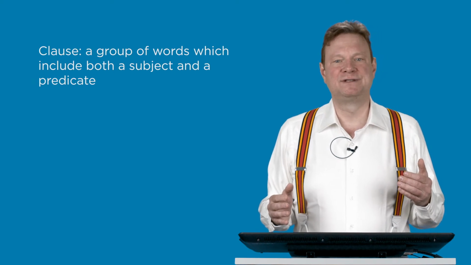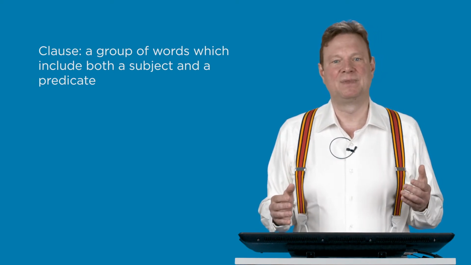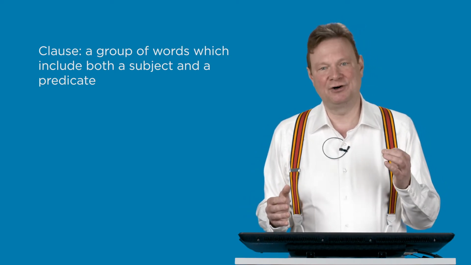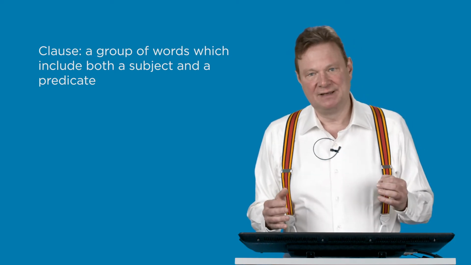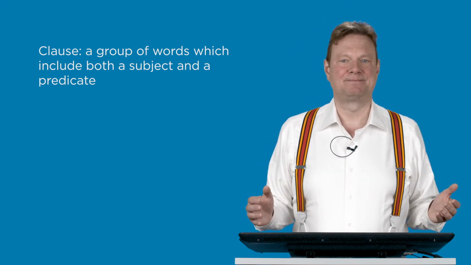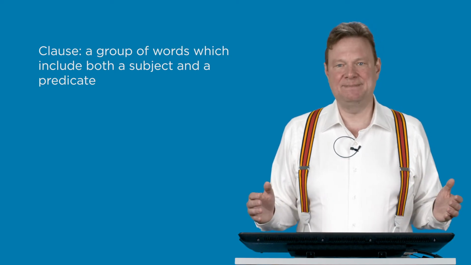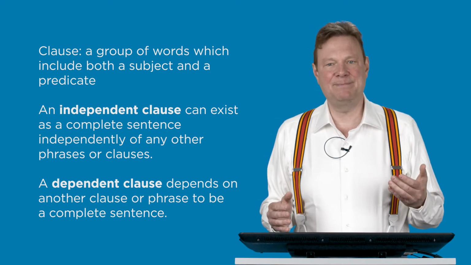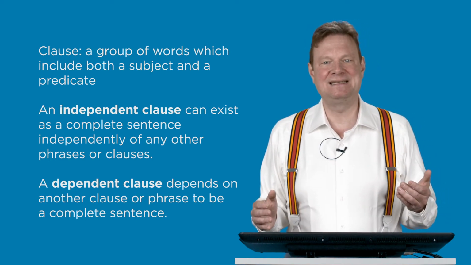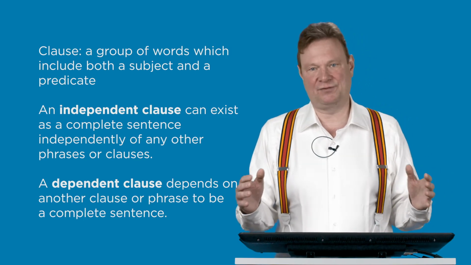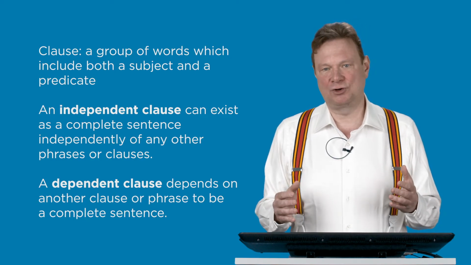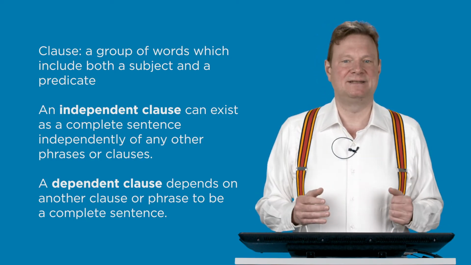On the other hand, a clause is a group of words which includes both a subject and a verb. This does not mean that all clauses are complete sentences, however, it means that it is possible that a clause can be a complete sentence. There are two main types of clauses, dependent and independent. An independent clause can exist as a complete sentence independently of any other phrases or clauses. A dependent clause depends on another clause or phrase to be a complete sentence.